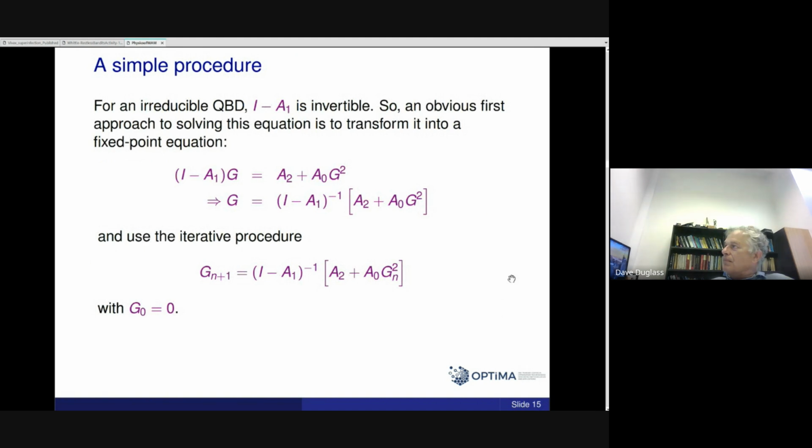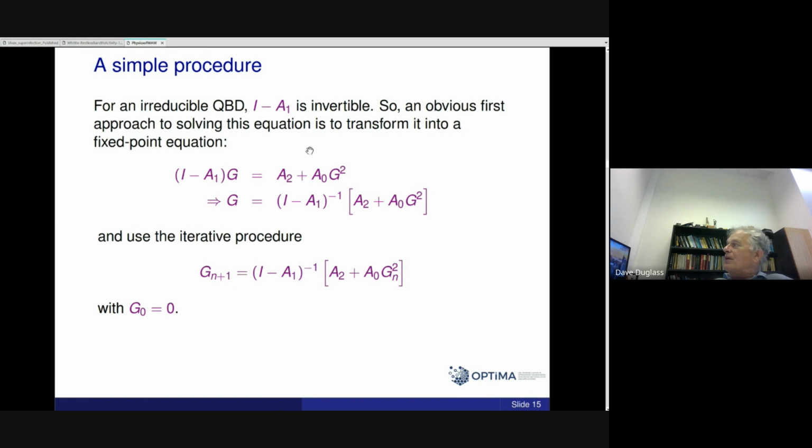So that's sort of the first thing that Marcel Neuts did. It is true that for an irreducible QBD, you can show that I minus A1 is invertible. And that's because A1 is the matrix of transition rates from a level back to itself. So if you can get from any phase at a level to either a higher level or a lower level, eventually, it doesn't have to happen straight away, then it means you can escape, which makes A1 a strictly substochastic matrix. And therefore, I minus A1 has got to be invertible. It follows from the Perron-Frobenius theorem that the maximal eigenvalue of A1 has got to be strictly less than 1.